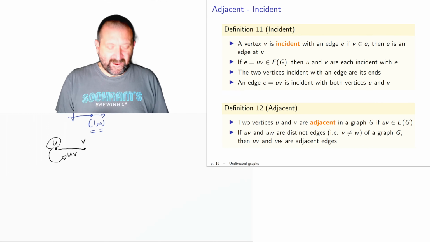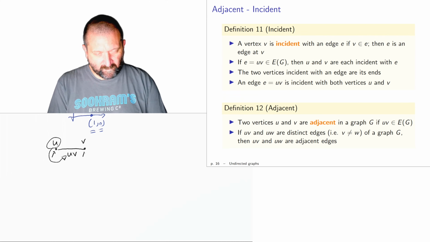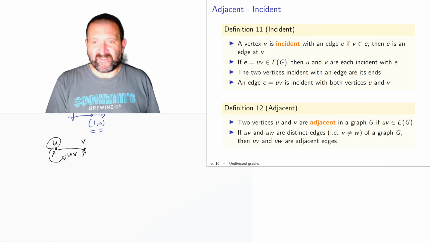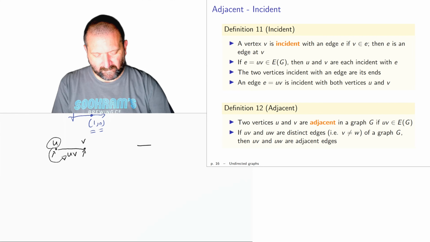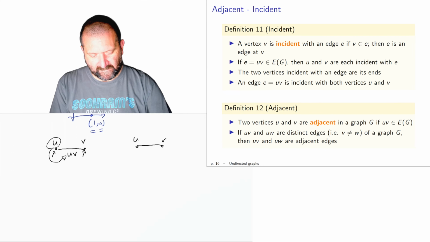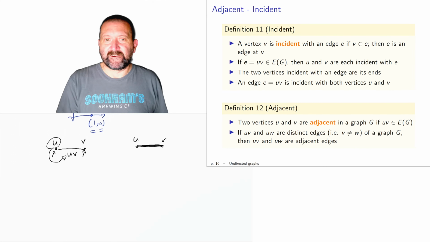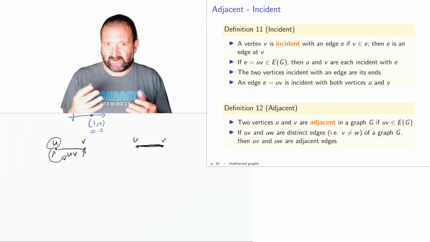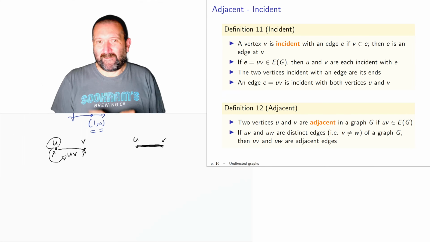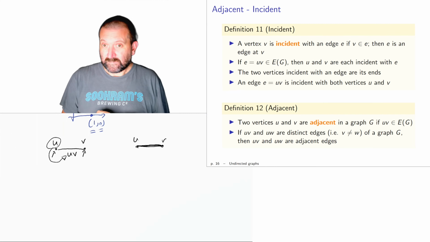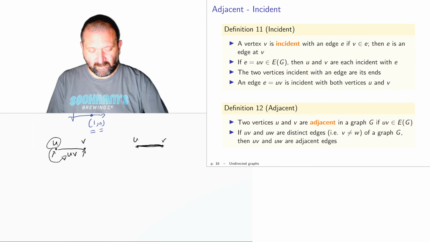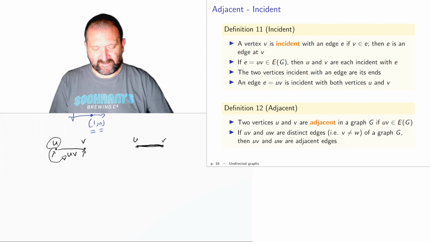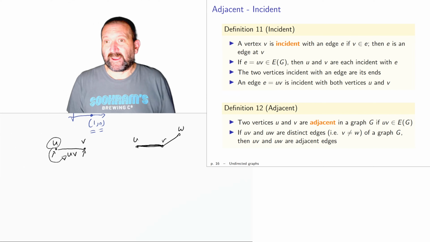Two vertices incident with an edge are its ends. So these are these two points here. And an edge itself is incident with its vertices, the vertices that make up its endpoints. So you can think of things the other way around, where if I have U and V here, that edge is incident to those two vertices because they are its endpoints. And we say also that vertices are adjacent if they are connected by an edge. So the vertices U and V here are adjacent, whereas U and W here are not adjacent because they're not connected by an edge.